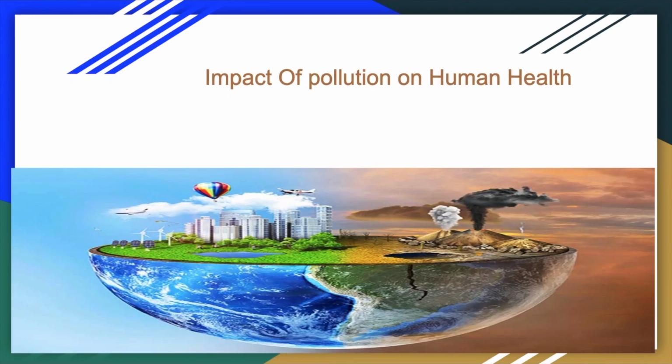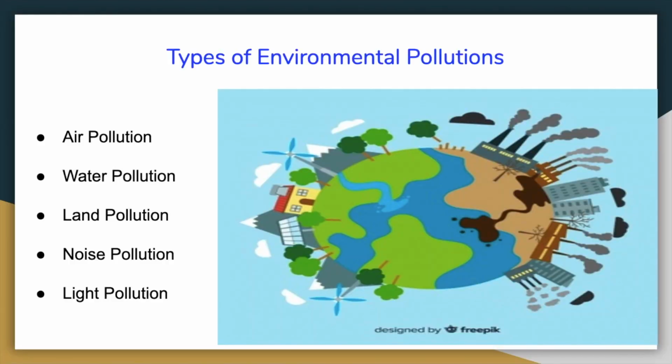Today I am going to present the impact of pollution on human health. Also, I am going to explain about air pollution and water pollution in detail. What is pollution? Pollution is when harmful substances are added to the environment. There are different types of environmental pollution: air pollution, water pollution, land pollution, noise pollution, and light pollution.